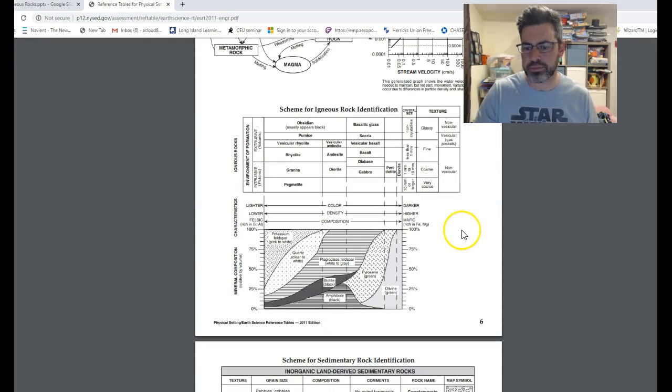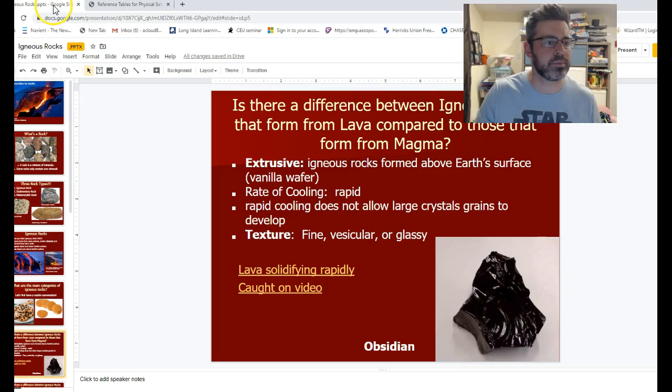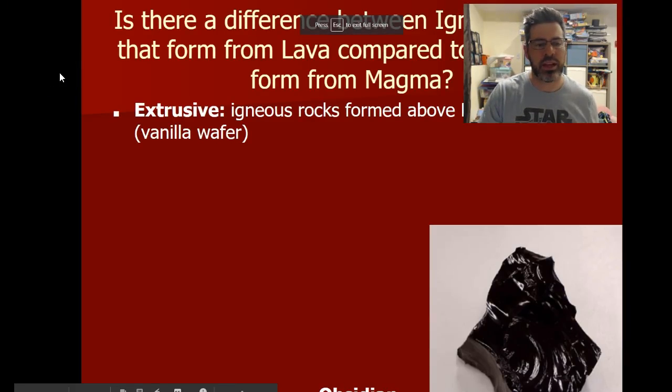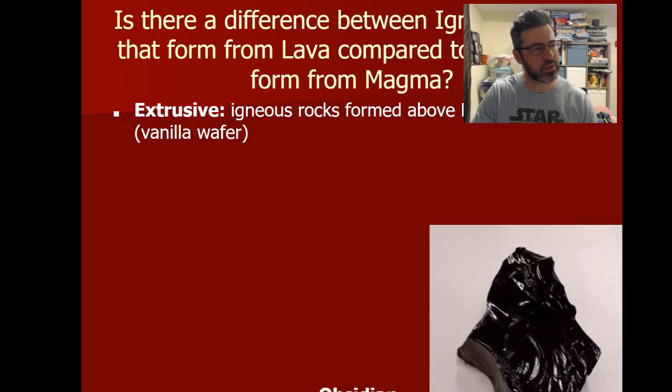Here I am. Perfect. So when we look at this scheme for igneous rock identification, we're going to notice that we have two main categories, intrusive and extrusive. Let's talk about extrusive rocks right now. Extrusive rocks are igneous rocks formed above Earth's surface from magma or lava.